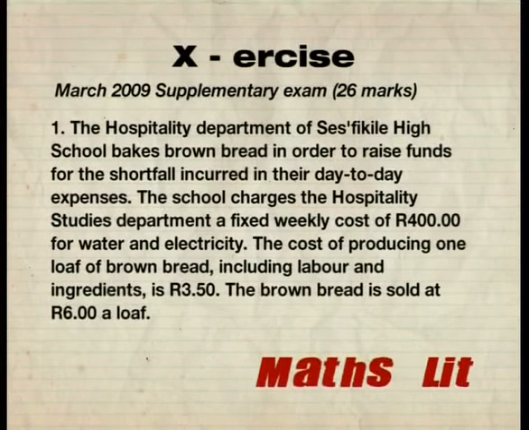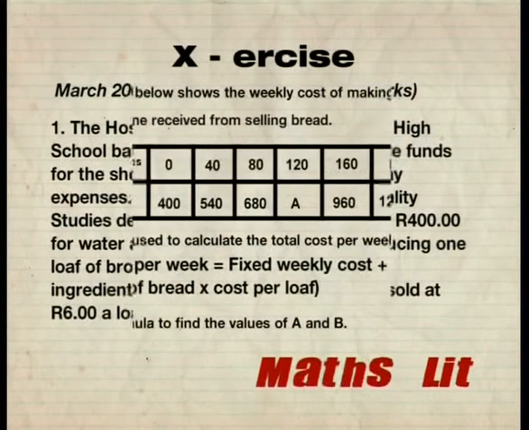Exercise 1. The Hospitality Studies Department of Sesfikile High School bakes brown bread in order to raise funds for the shortfall incurred in their day-to-day expenses. The school charges the Hospitality Studies Department a fixed weekly cost of 400 rand for water and electricity. The cost of producing one loaf of brown bread, including labour and ingredients, is 3.50 rand. The brown bread is sold at 6 rand a loaf.